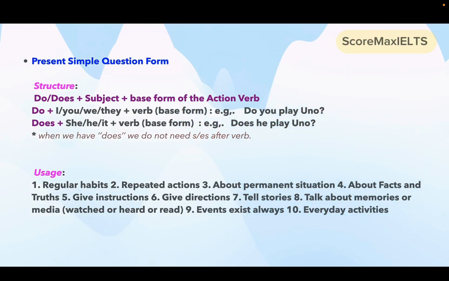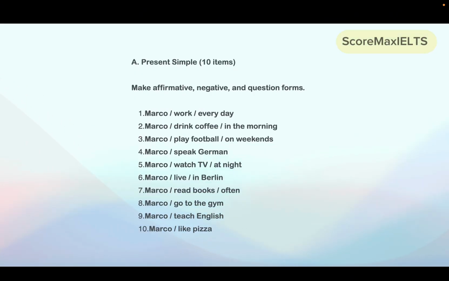And look at these examples, please. Do you play Uno? Does he play Uno? As you see, the word order in a question is like this. Do or does, then subject, then base form of the verb, then the rest of the sentence. Now it's practice time. There are 10 simple questions for you to practice and check your knowledge. Then check your answers with answer key.